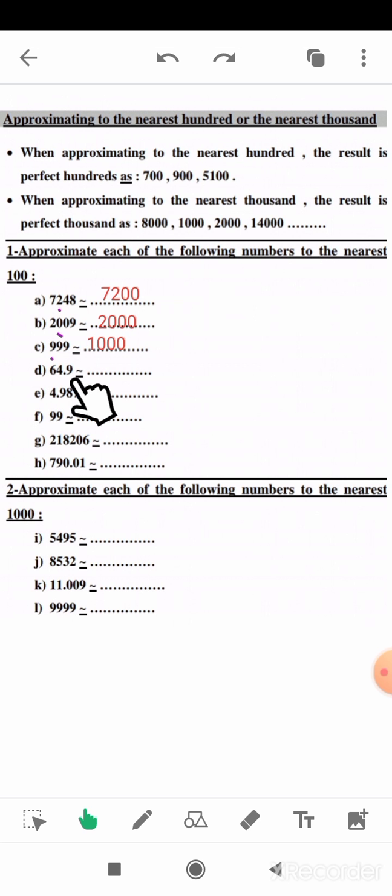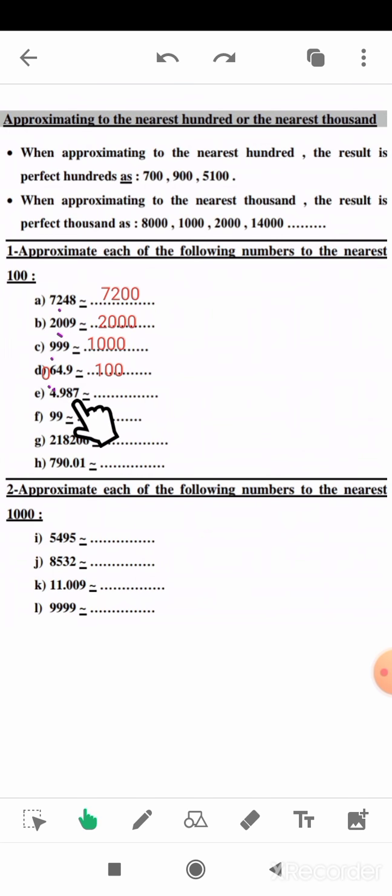I have here 64. Okay, so I will look at the tens. It's 6, and I have no hundreds here, so I will put 0. So 6 is a rich number. It will be replaced by 0 and we add 1 to the hundreds. It will be 100.